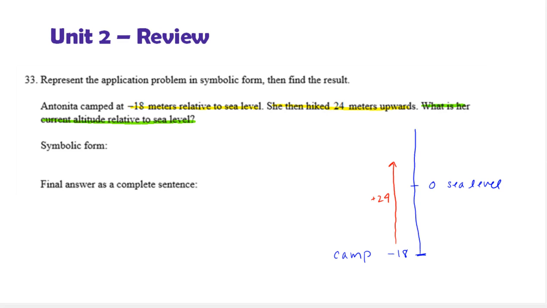So here I drew a picture of this scenario. Okay, so 0 would be sea level, and her camp was negative 18 relative to sea level. So this is her initial starting point. She then hiked 24 meters upwards. Notice that since 24 is bigger than 18, it passes over 0. And this is her new altitude.